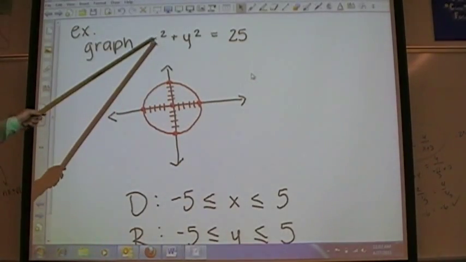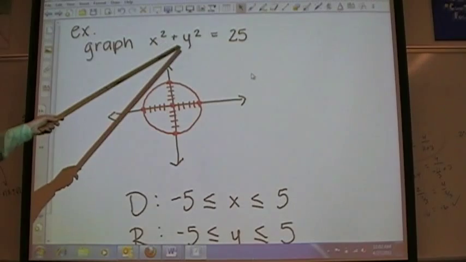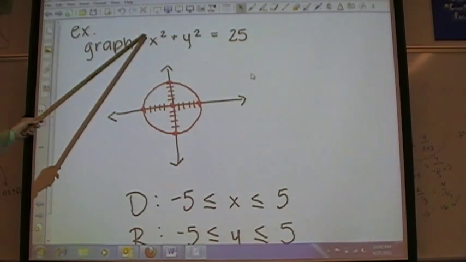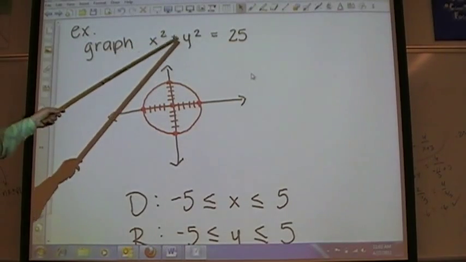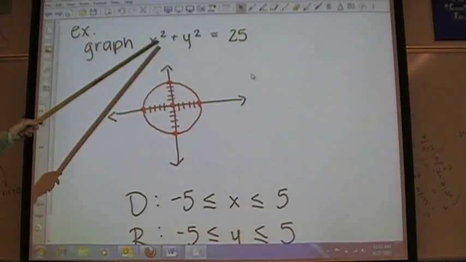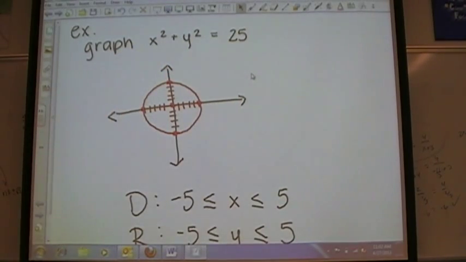If you have x squared, plus is key in a circle. It's got to be an addition for a circle. And your numbers in front of x and y have to be the same for it to be a circle. And they both have to be squared for it to be a circle.